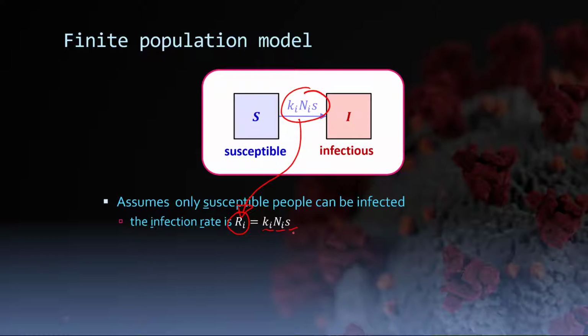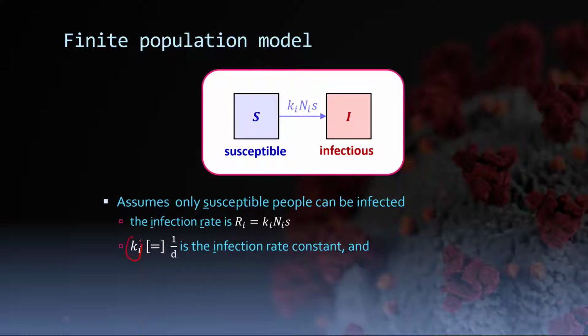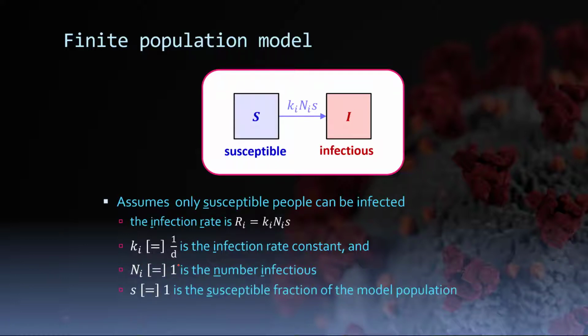Ki is the infection rate constant. It has units of 1 over days. The next thing is Ni. It's the number infectious, and it has units of just a number, like 1. And then the last thing, this lowercase s, it has units of also just a number because it's a fraction. It's the fraction of the model population that is still susceptible to the virus. Alright, so that's pretty much the model in a nutshell.